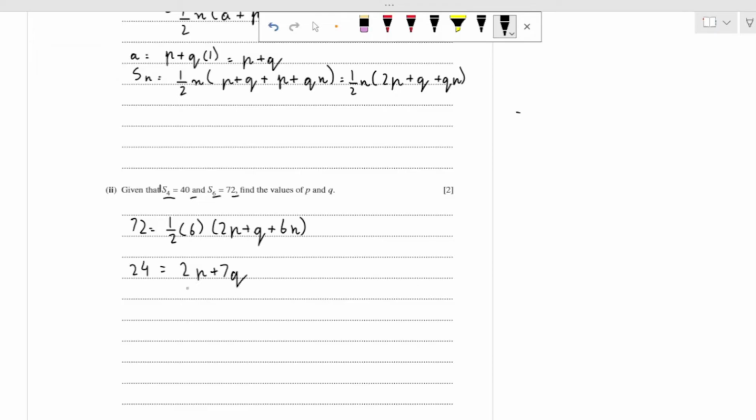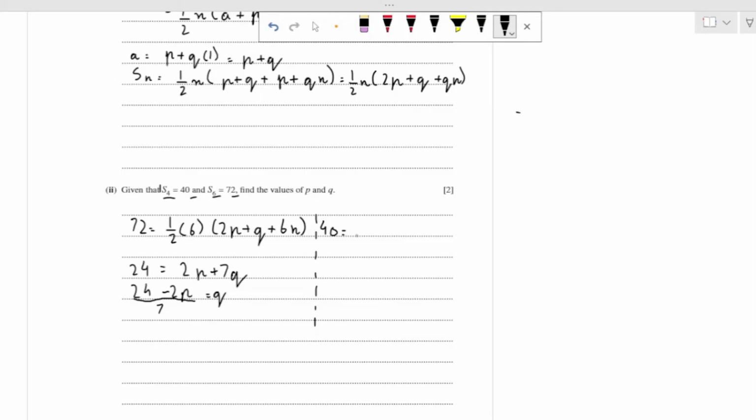So let's make one of these variables the subject so that we can use it in the second equation, which we're going to make in a minute. So let's do 24 minus 2p over 7 and make q the subject. That's one formula done. Now let's go to the second equation, which is the sum of the first 4 terms.